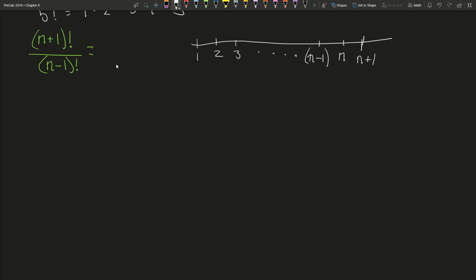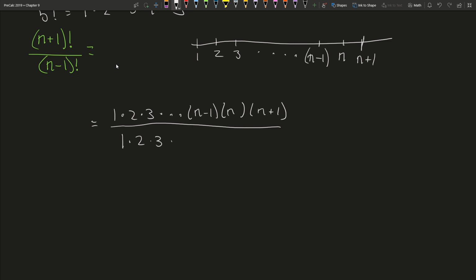So we can rewrite our numerator as 1 times 2 times 3 all the way up until n minus 1 times n times n plus 1. And then in the denominator, we can rewrite n minus 1 factorial as 1 times 2 times 3 all the way up until n minus 1.